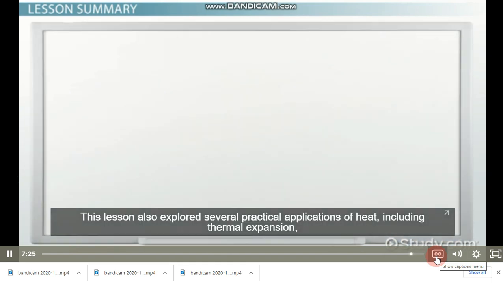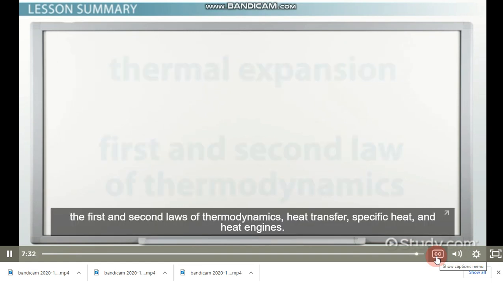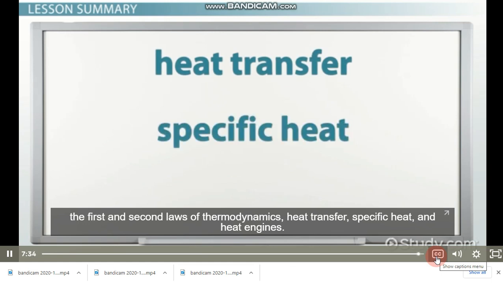This lesson also explored several practical applications of heat, including thermal expansion, the first and second laws of thermodynamics, heat transfer, specific heat, and heat engines.